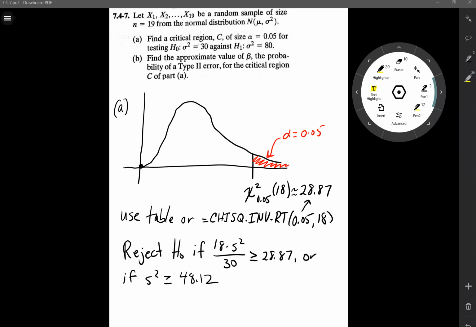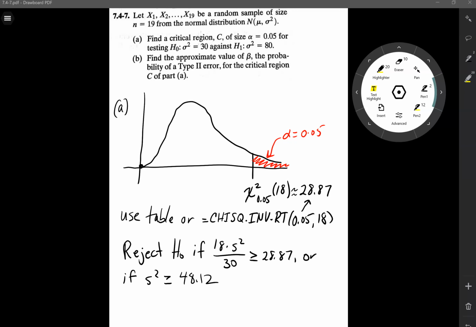I wanted to do a little bit of a review for hypothesis testing with variances, as well as remind you a little bit more about the type 1 error and type 2 errors that you could come up with in a hypothesis testing. So let's look at problem 7.4-7.